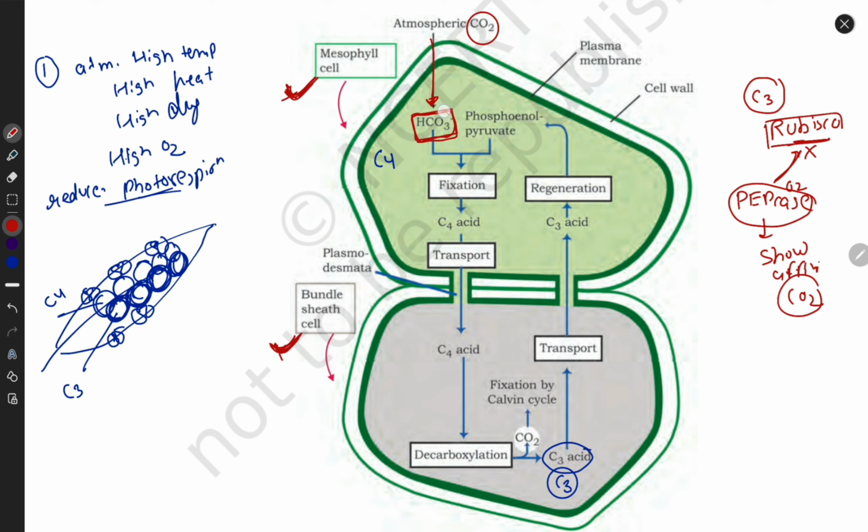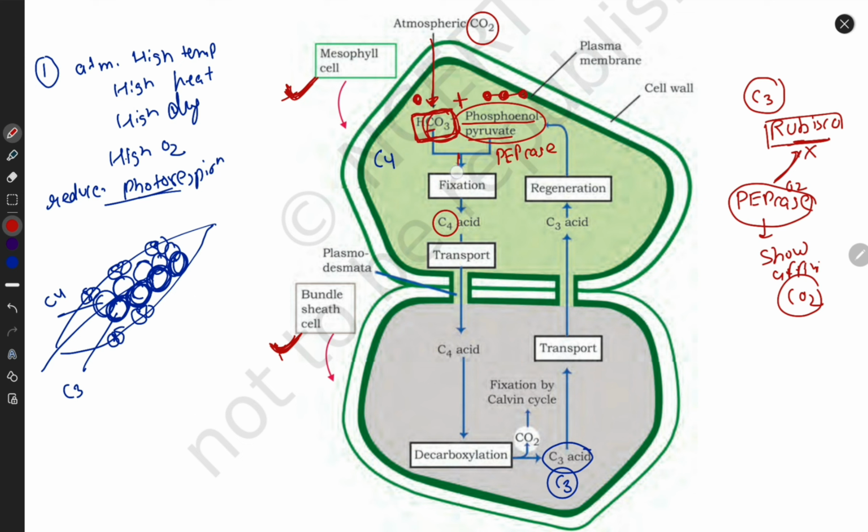So CO2 and phosphoenol pyruvate, a product of glycolysis, combine in the presence of PEP case. They produce what? They produce a 4 carbon product. This is the 3 carbon product, guys, phosphoenol pyruvic acid, and this is the 1 carbon.